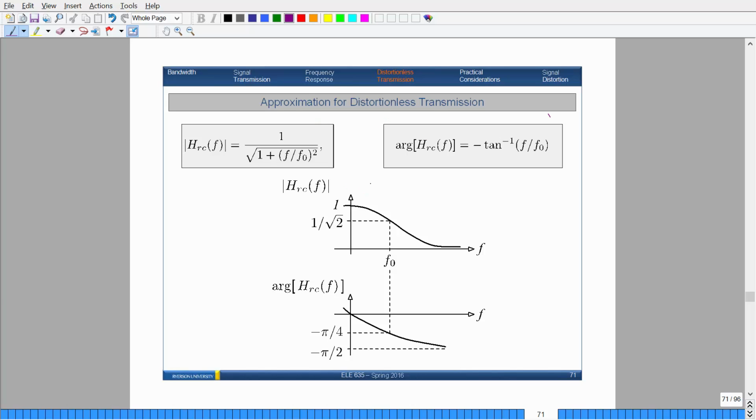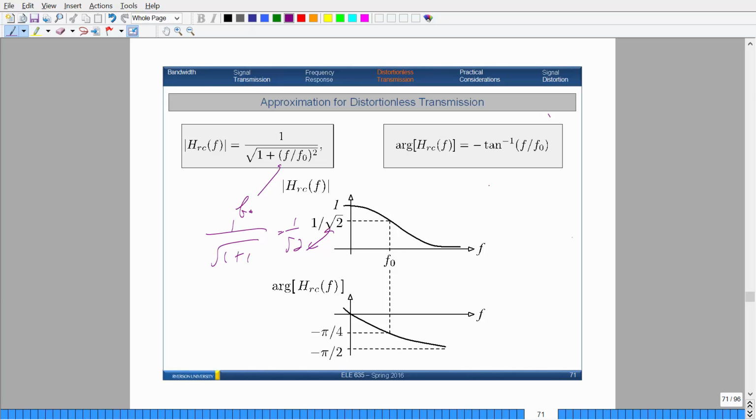This is just a rough sketch. Right at f0, you'll notice that the amplitude drops to 1 over square root 2. That's the definition of half power. If I substitute f0 into here, that will cancel, so you get 1 over square root of 1 plus 1, and you just get 1 over root 2, and that's what happens here. At this particular frequency, your spectrum drops by 1 over square root 2.